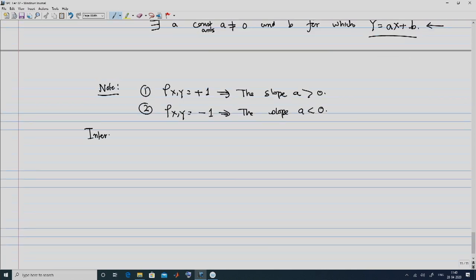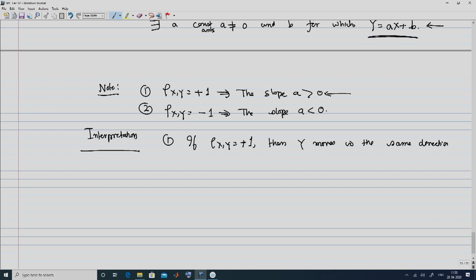So let's now look at the interpretation of this. If rho xy is equal to plus 1, this means that y is equal to ax plus b with a positive. So I can conclude that y moves in the same direction as x. And likewise, if rho xy is equal to minus 1, again I look at the linear relation and take into account the fact that the slope a is less than 0, so then y moves in the opposite direction as x.